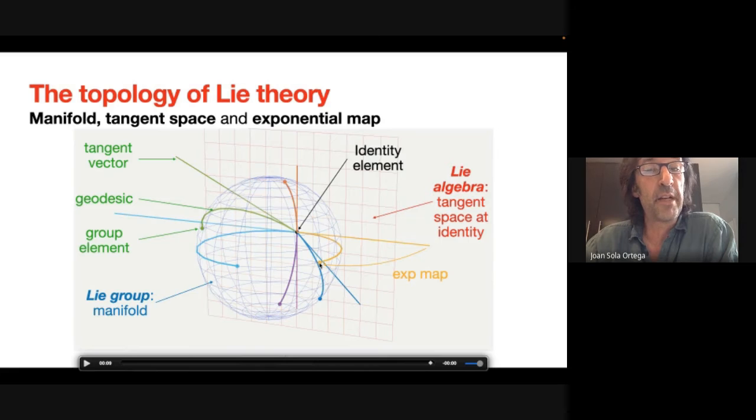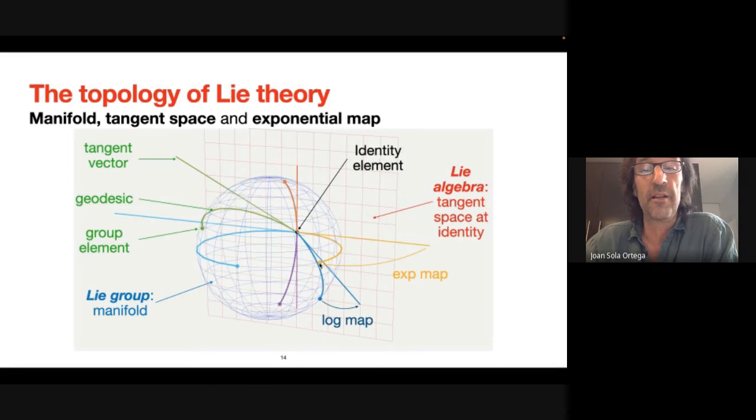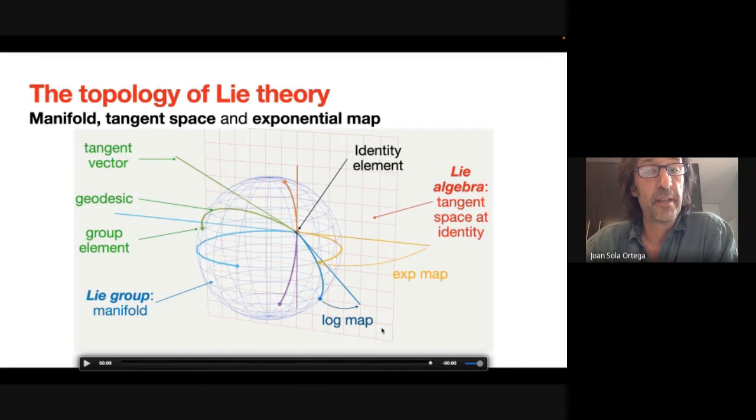Why is it called exponential? We will see it later. It's maybe a little bit surprising, but yes. And of course, the opposite is the logarithm map. All right.